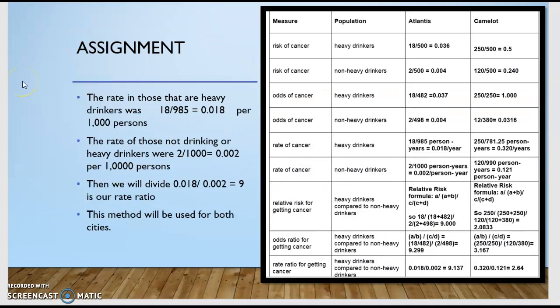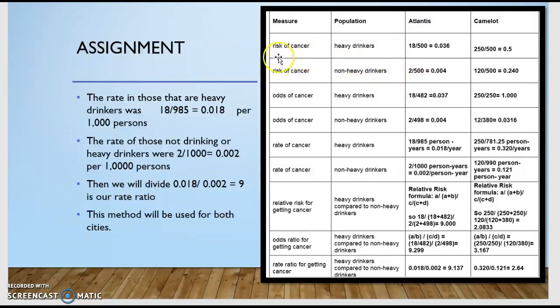The assignment we were given asks us to solve for some of these measures we have here in the left-hand column. Our population, which was provided, is based on heavy drinkers, non-heavy drinkers, heavy drinkers compared to non-heavy drinkers, and so on. We have our first city, Atlantis, and then our second city, Camelot. So you can see here in the first column, we are asked to measure the risk of cancer among the population of heavy drinkers.